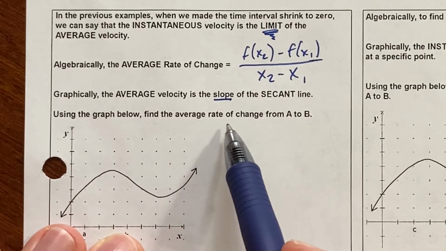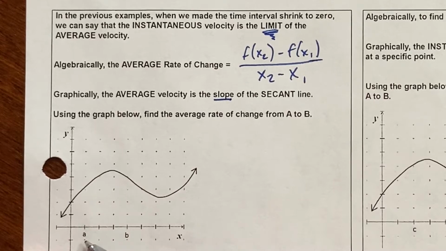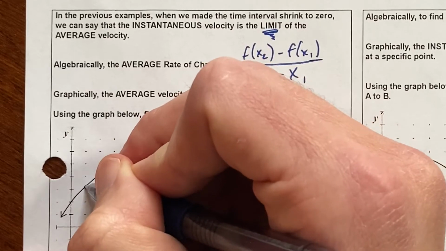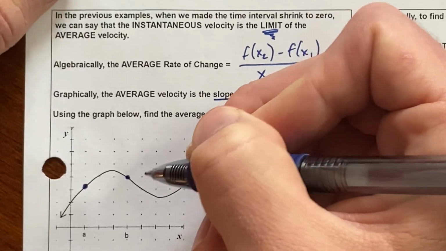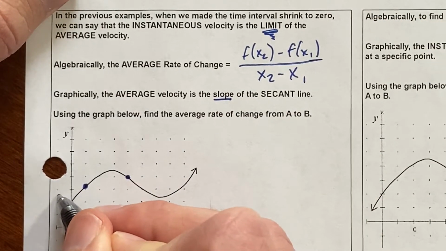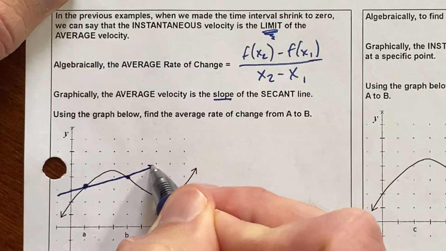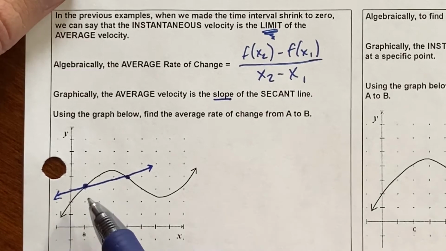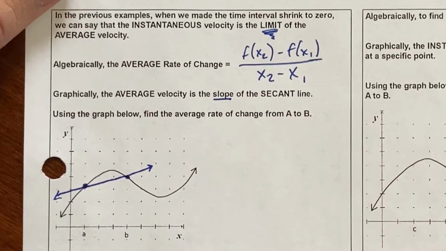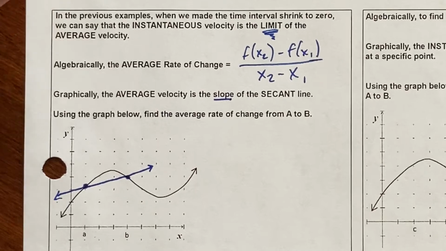Using the graph below, find the average rate of change from A to B. Okay, A is right here, B is right there, so I'm going to put a point right there, and then a point at B over here. And if I want to find the average rate of change between those two, I'm going to draw the line right there, and I would find the slope between that. I don't know what it is, maybe like 1/4 or something, it just depends on what each of those units is. So that would be the average rate of change between A and B. Maybe 1/3, sorry.